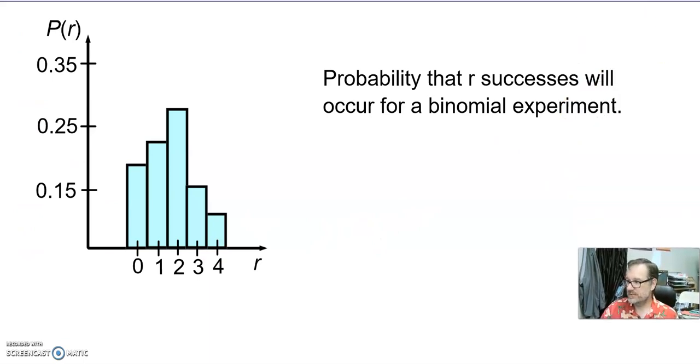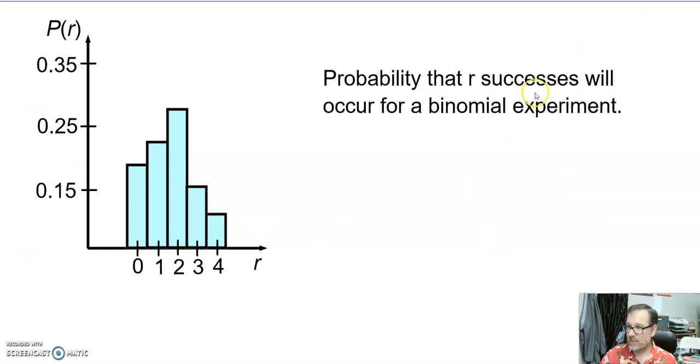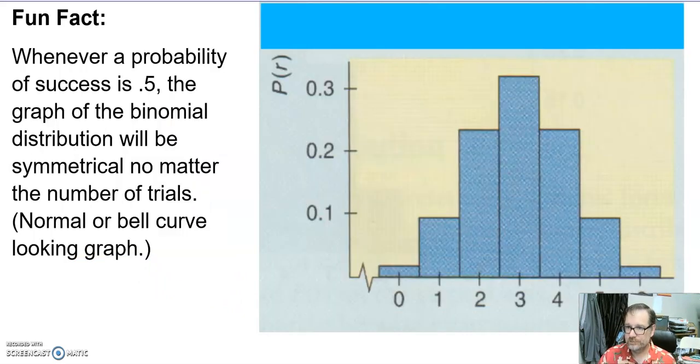I titled it, remember, don't forget your titles. I titled this probability that R successes will occur for a binomial experiment. Here are my number of successes, 0, 1, 2, 3, and 4, and here's the probability that every success happens. Notice they touch each other. My bars are 1 unit wide, so they go from negative half to half, half to 1.5, 1.5 to 2.5, and so on. But it's the number of successes that I'm looking at. So please make sure you sketch that into your notes.